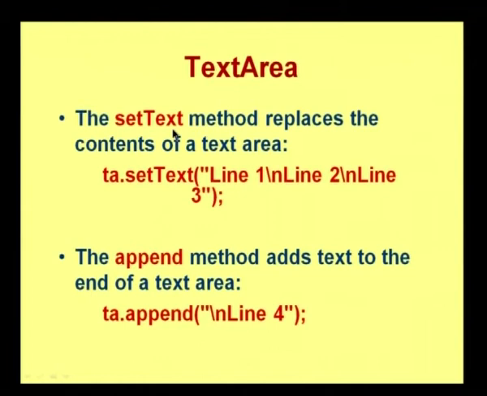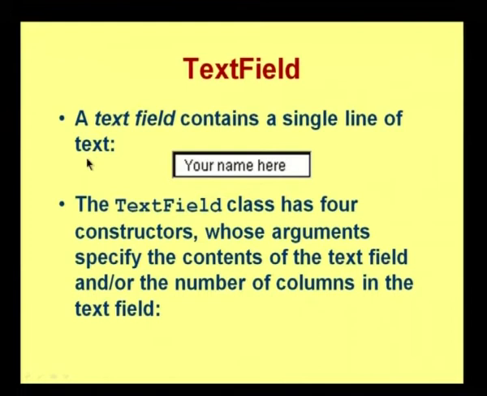I can also set the text of my text area, and I even have a method to append. The setText method replaces the contents of the text area with a particular text, whereas with the append method, if text is already available, I can just append to the contents. If I want to include some more contents, I can use append; or else if I already have some text and want to replace it with a new value, I have to use the setText method. Next, we will look at what a text field is.